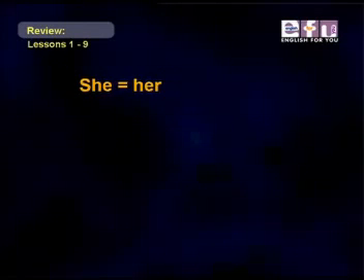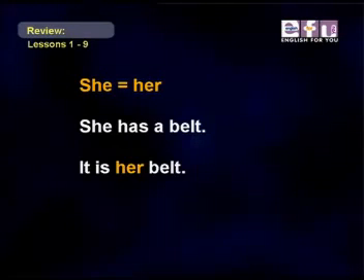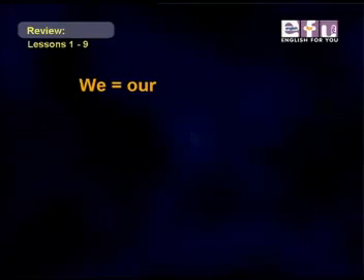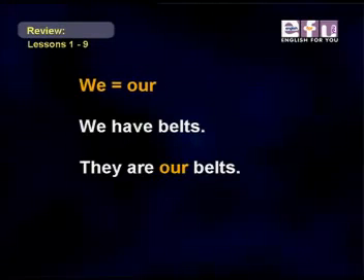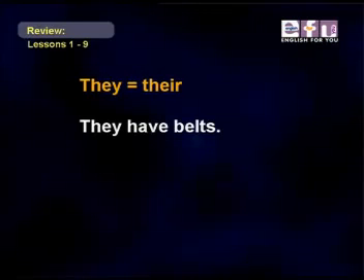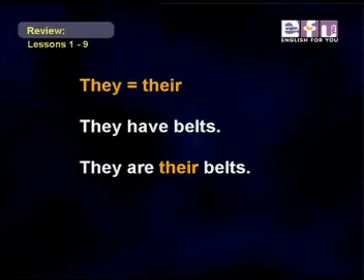Next, she, the possessive adjective, is her. She has a belt, it is her belt. Next, he is his. He has a belt, it is his belt. Next, we, possessive adjective, our. We have belts, they are our belts. Next, they, possessive adjective, is their. They have belts, they are their belts.